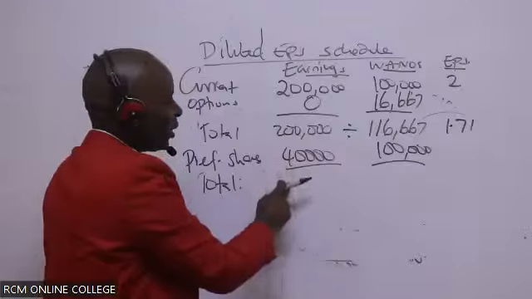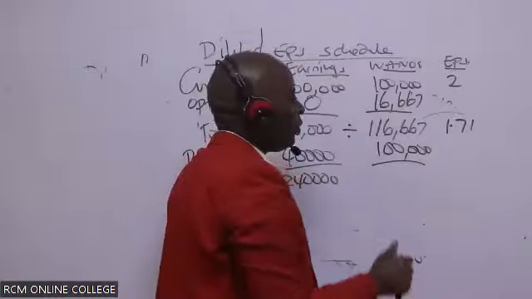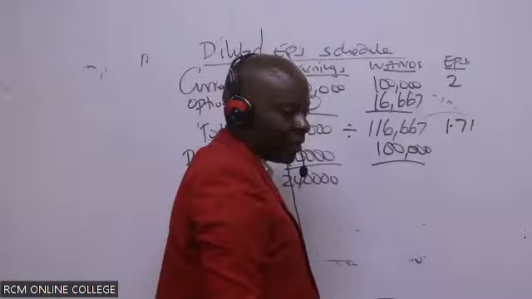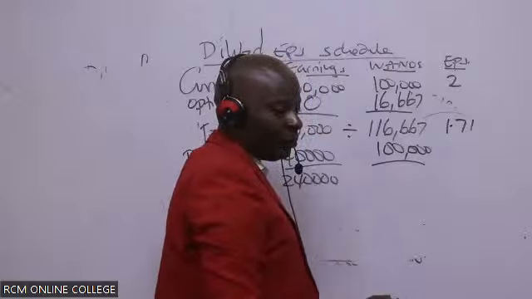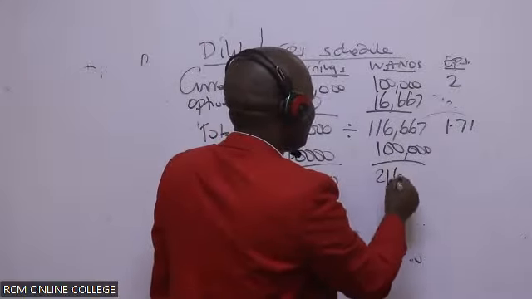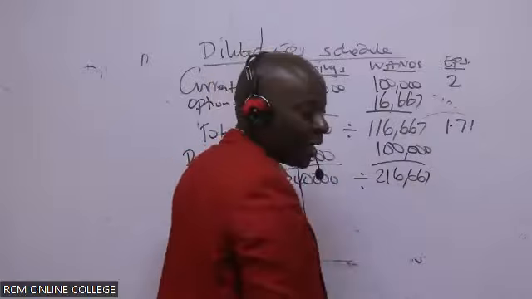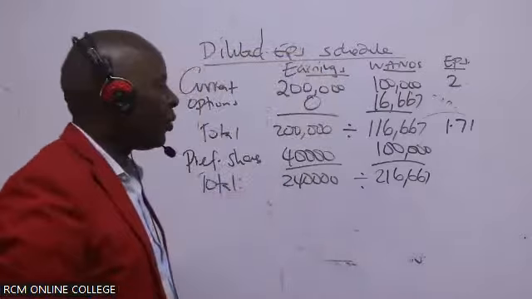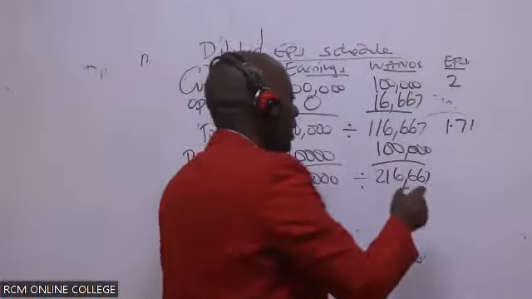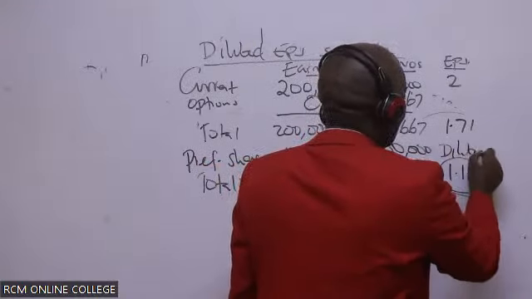So then this plus this gives me 240,000. This plus this will give me what figure, somebody? 100 plus this, 216,667. So when you divide, is there somebody who is able to give us this figure, 240,000 divided by 216,667? It's gone down, and this automatically becomes the diluted EPS.